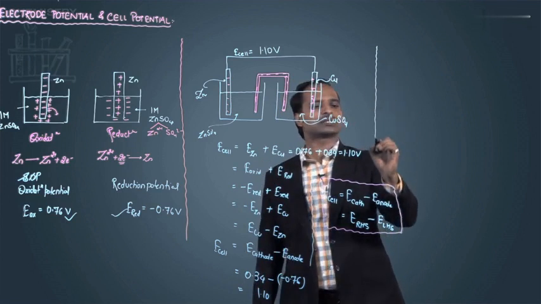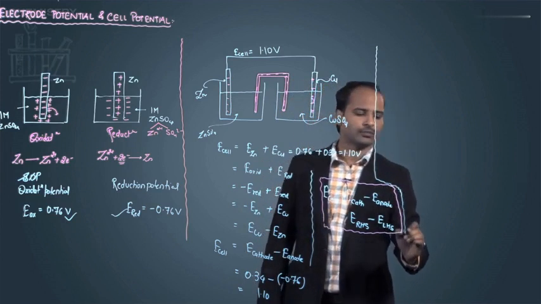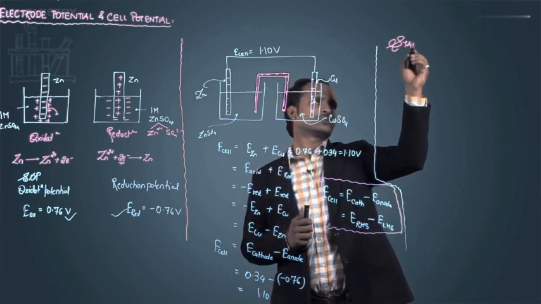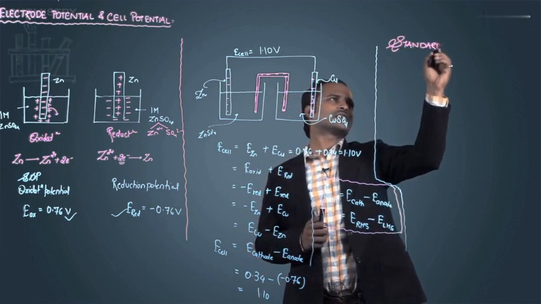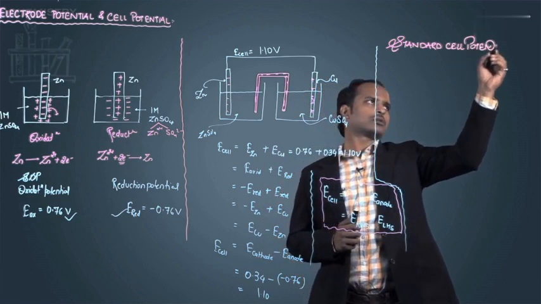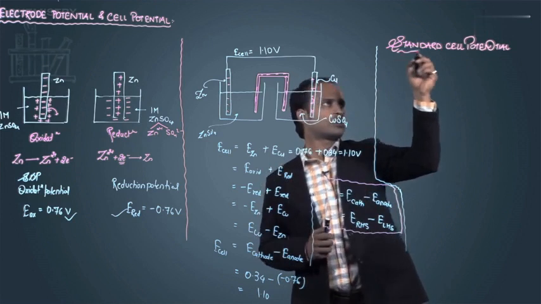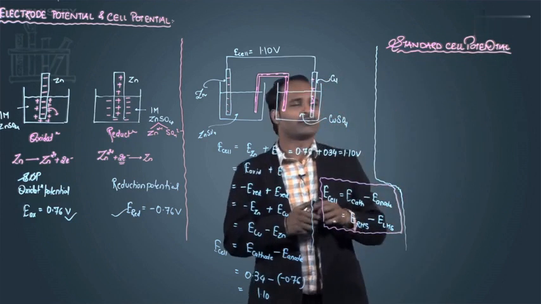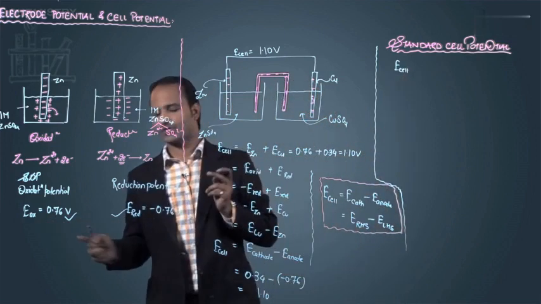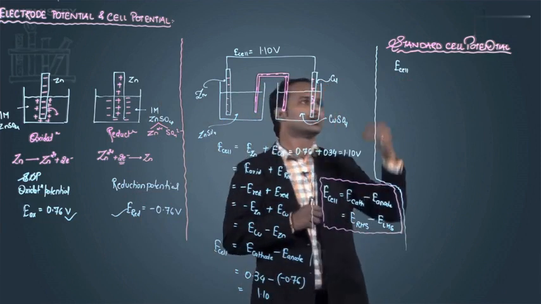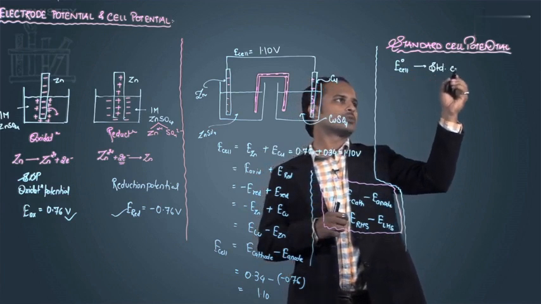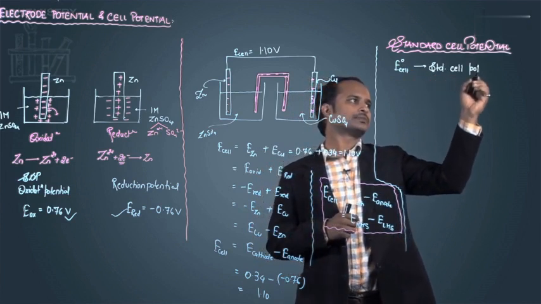The next we have standard cell potential, or I can say standard electrode potential. When I'm saying E cell, it's called cell potential. When I'm saying E ox, it is called oxidation potential. E red is called reduction potential. But if I'm saying E naught cell, then it is called standard cell potential. That naught means standard.